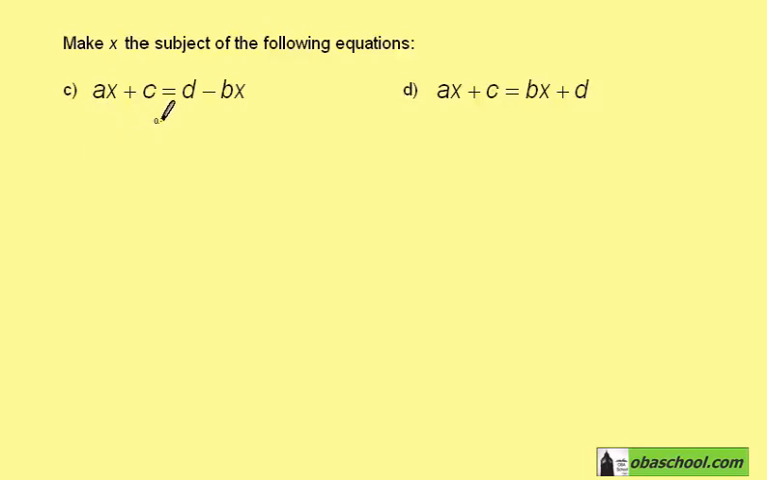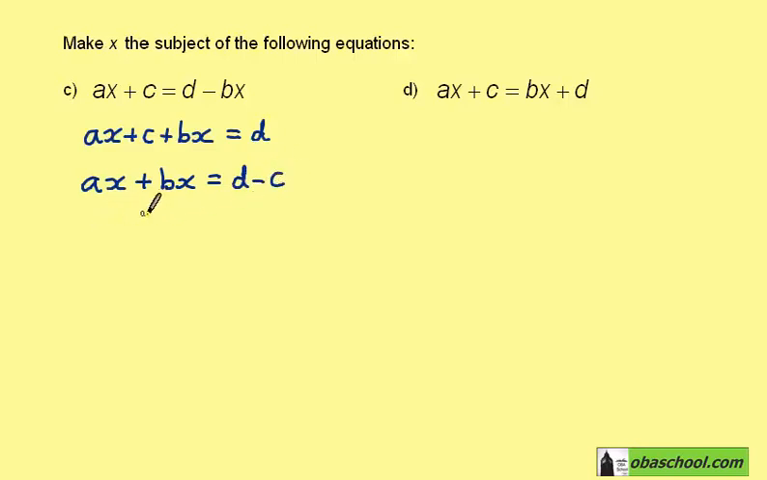We have ax plus c equals d minus bx. Let's add bx to both sides. On the left we'll have ax plus c plus bx. If we add bx to the right, we're just left with the d. Now subtract c from both sides. We have ax plus bx on the left, and subtracting c from the right gives d minus c.